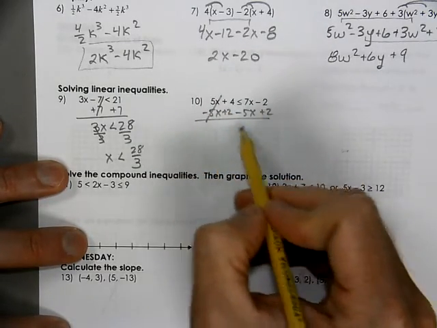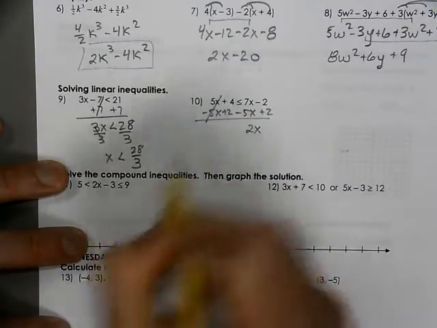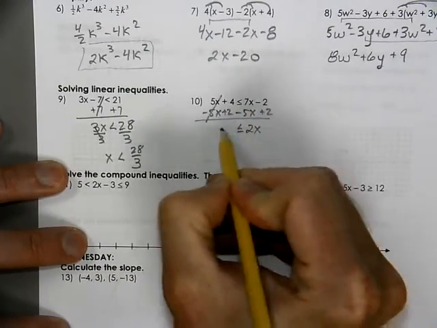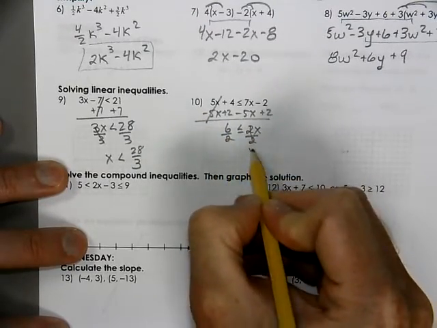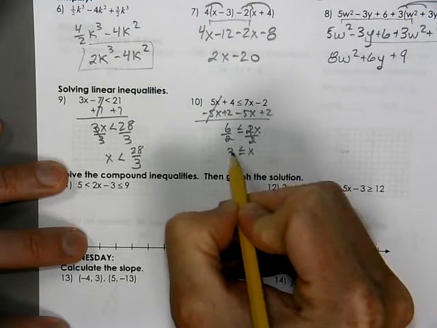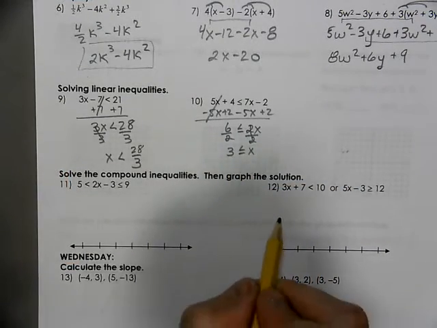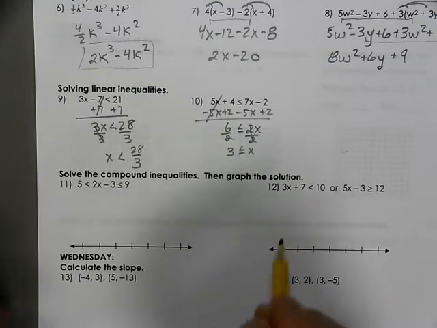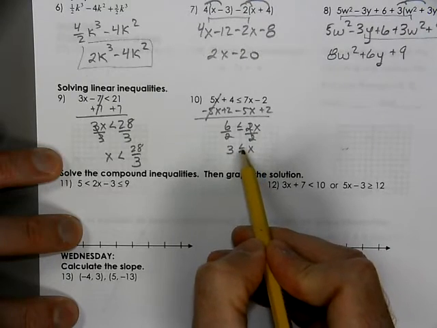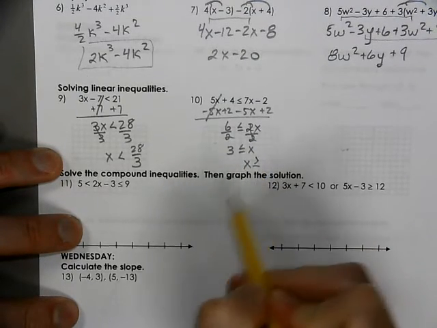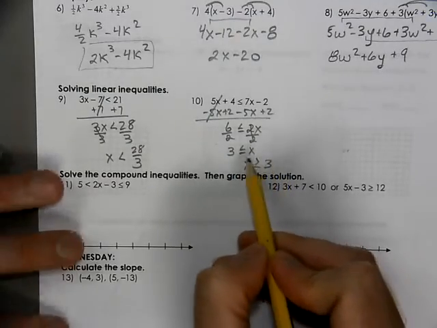I like to bring the 5 over to the 7 because my x stays positive. I divide by 2. I don't have to switch the sign. But it is common to have the x on the left-hand side of your answer. So x is greater than 3. Same answer, but it's on the left-hand side.